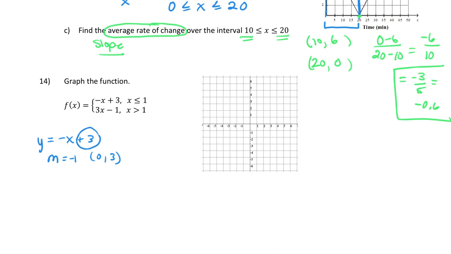Use a pencil if you guys are not, because we're going to erase part of our line. We're going to go up to 3, that's our y-intercept. Our slope is negative 1, so down 1, to the right 1. And we're going to draw in this line.